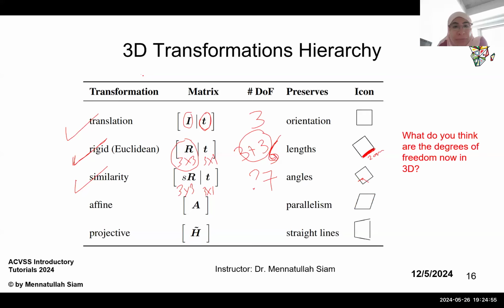So the affine, what do you think with the affine? So this matrix here, what is its size and what is the degrees of freedom? If you know its size, you will know how many degrees of freedom we have. And I think, Omar, you might have confused this with the rotation. So what is the size of this matrix for the affine, which allows for non-isotropic scaling? What do you think?